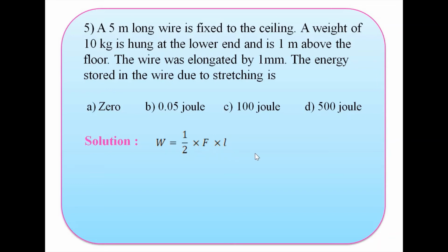So F in terms of the weight, that means in terms of the mass, W is equal to 1/2 into M into the small g into the small l. So putting the values of M, small g and small l in this equation, we get W is equal to 1/2, as the mass given is 10, acceleration due to gravity is also 10, and extension, that means small l, 1 into 10 raised to minus 3. So solving this calculation, we get the final answer, 0.05 joule. That means here option B is correct.